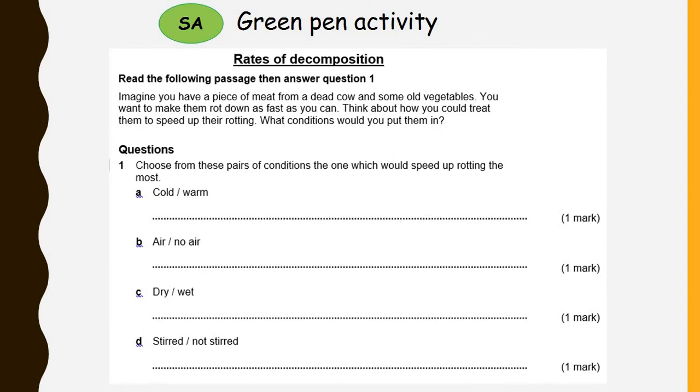Okay, so into some of these questions then. Again, this is the worksheet that was sent to you. Choose from these pairs of conditions the one which would speed up rotting. So it's fairly straightforward just to get us eased into this. So of course, warm conditions, air of course contains oxygen. We need oxygen for the decomposers. Wet conditions and stirred. By that we mean turning over our compost heap.